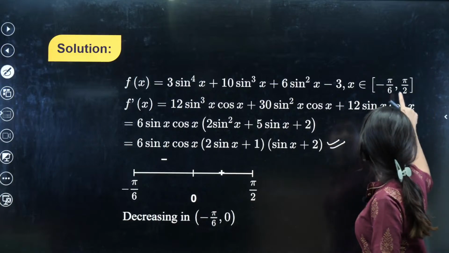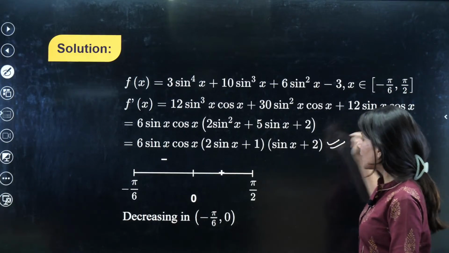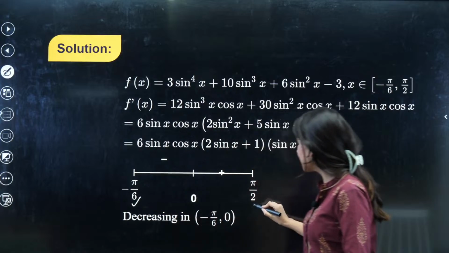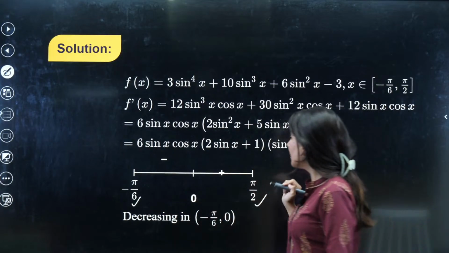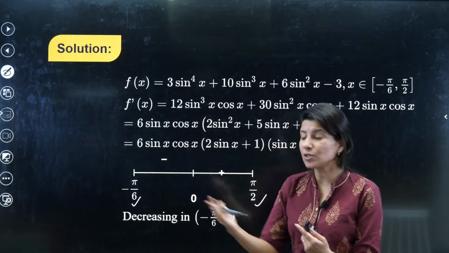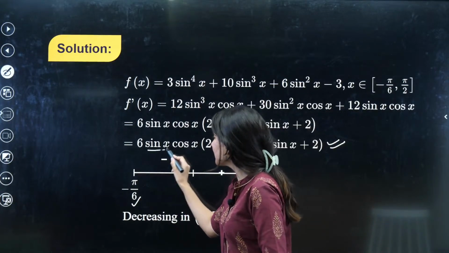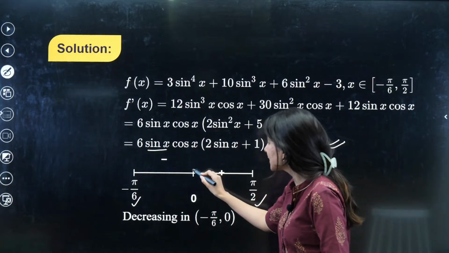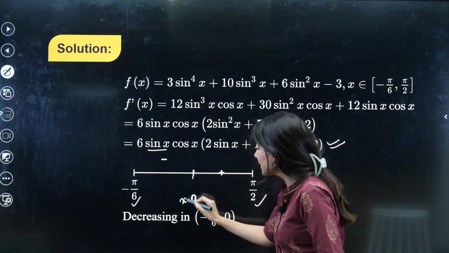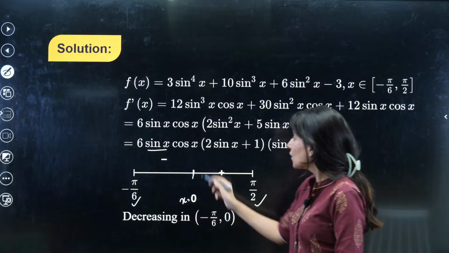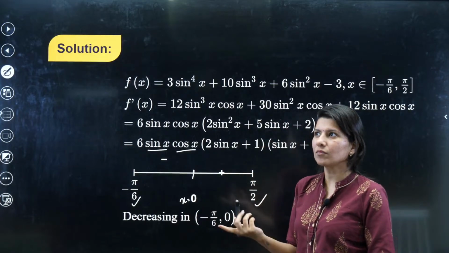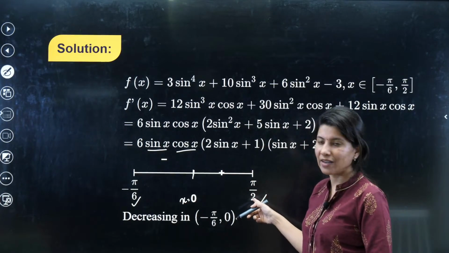Now we have this interval minus pi by 6 to pi by 2. So I have plotted minus pi by 6 and pi by 2. And now I am looking for all those values at which my expression is becoming 0. Suppose sin x equal to 0. Sin x becomes 0 when x is 0. So x equals 0 is another point. Cos x, when does it become 0? At odd multiples of pi by 2. That means only at this value.